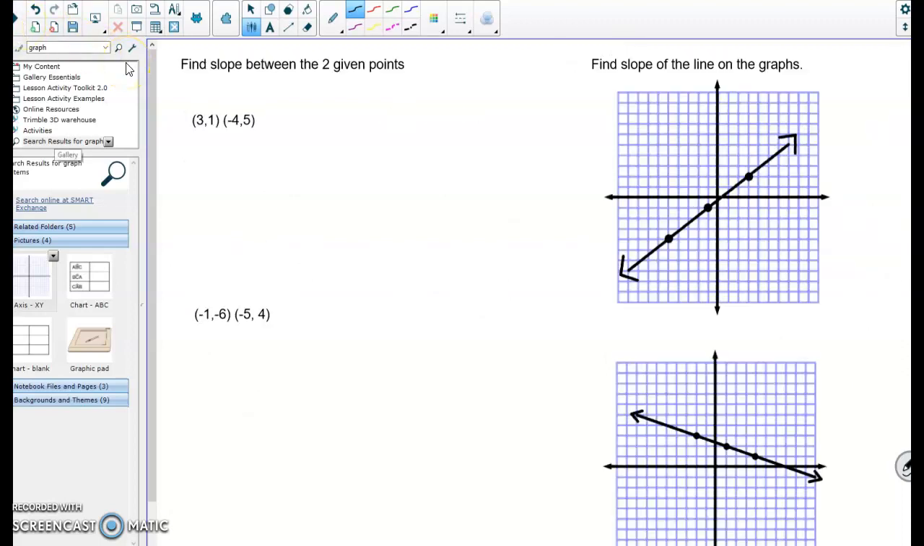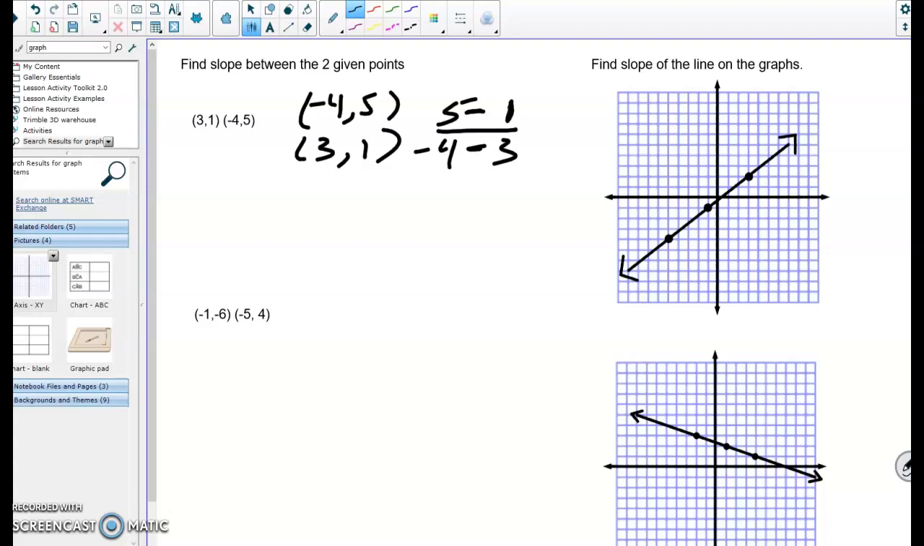Find the slope. I'm a big fan of putting the points one on top of the other. Put your fraction in, put the minus signs in. 5, 1, negative 4, 3. 5 minus 1 is 4. Negative 4 minus 3 is negative 7. So my slope here is going to be negative 4 sevenths.